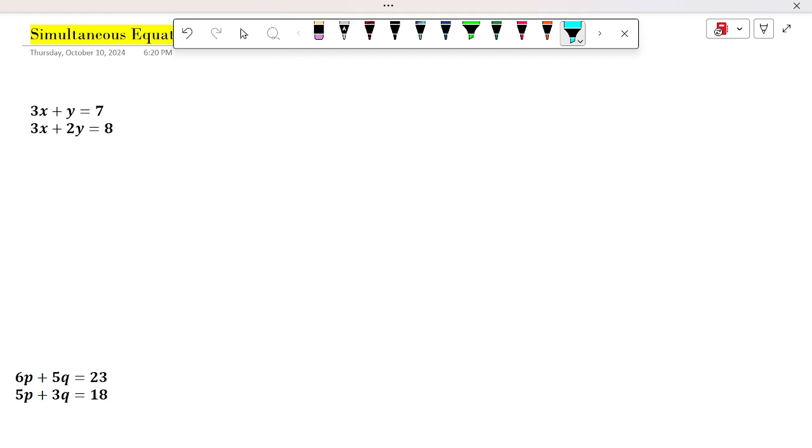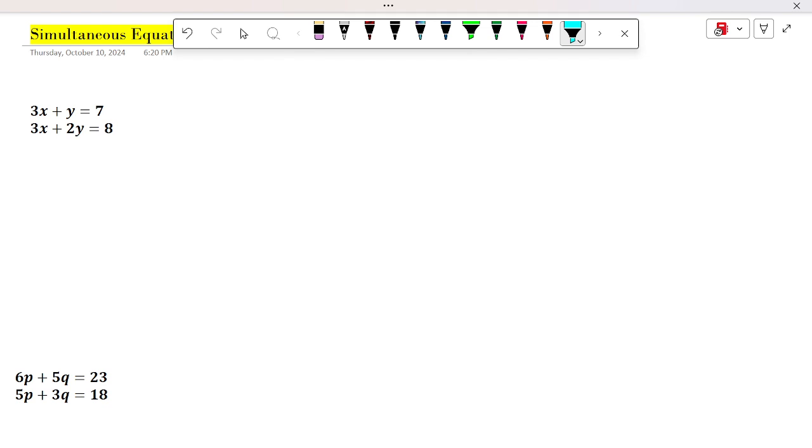Today I'll be discussing Form 1 Chapter 6 Linear Equation, and our topic for today is simultaneous equation. Simultaneous equation can be solved using two different methods. First is elimination and your second method is substitution. For today's lesson, I will be covering elimination.